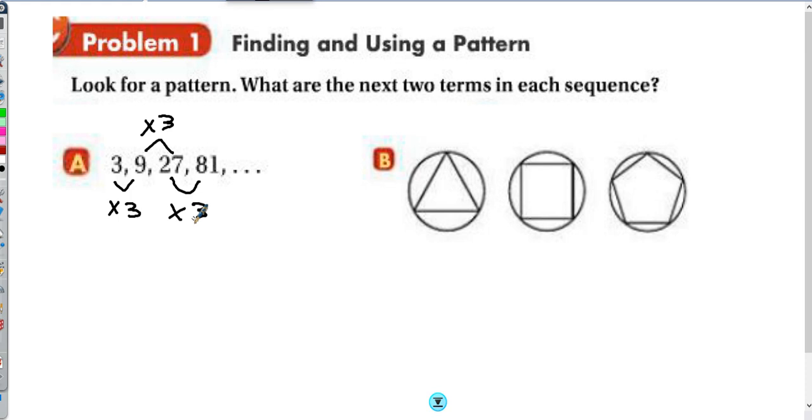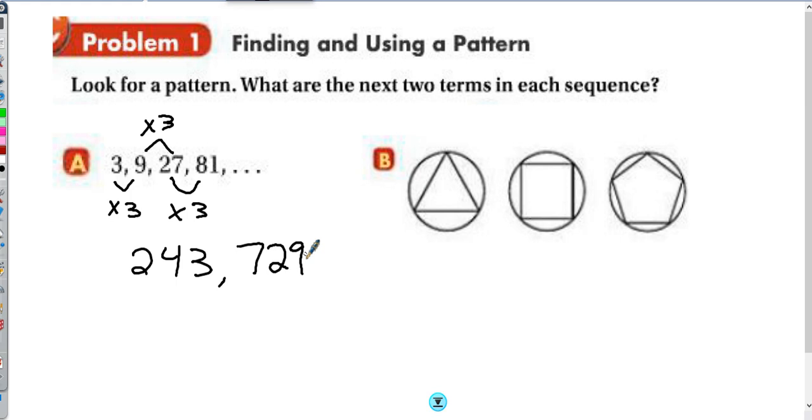times 3. 243. Quick math in my head. I'm smart. No, you use a calculator. And then you want to take 243 times 3, and you get. Wait, don't say it. 729.